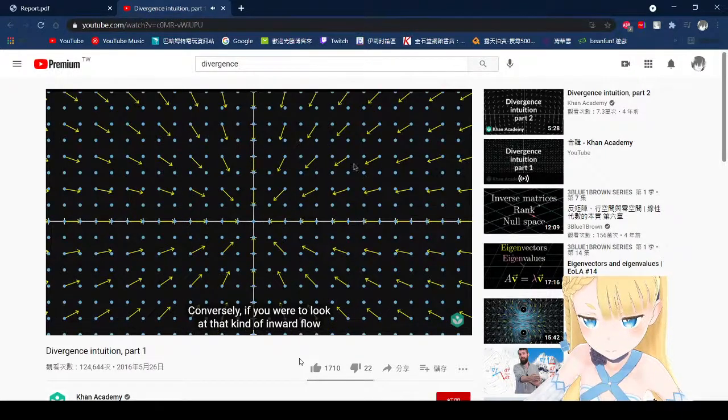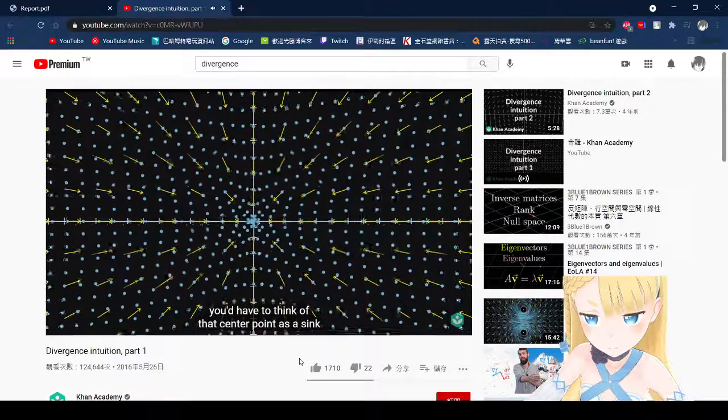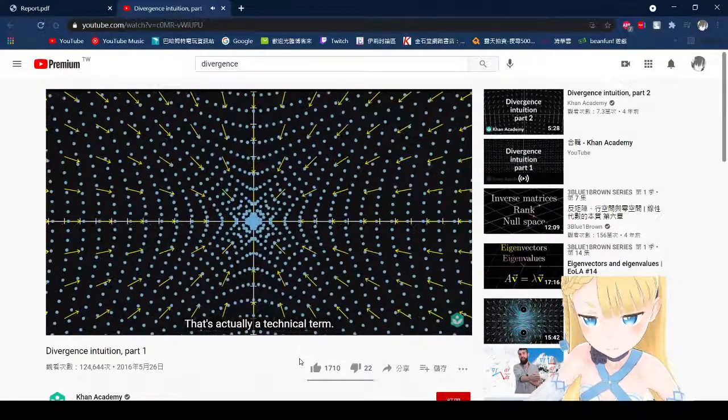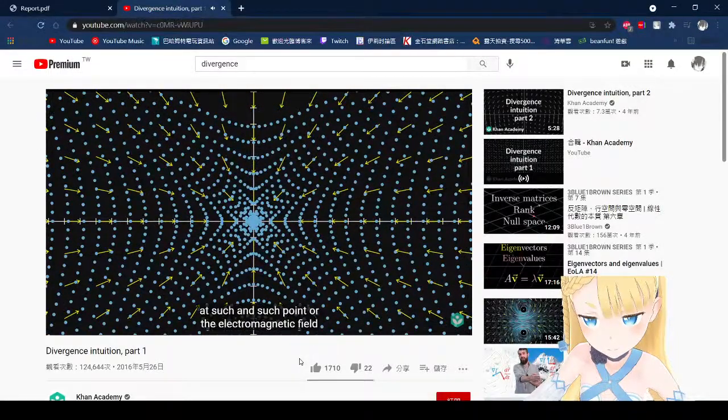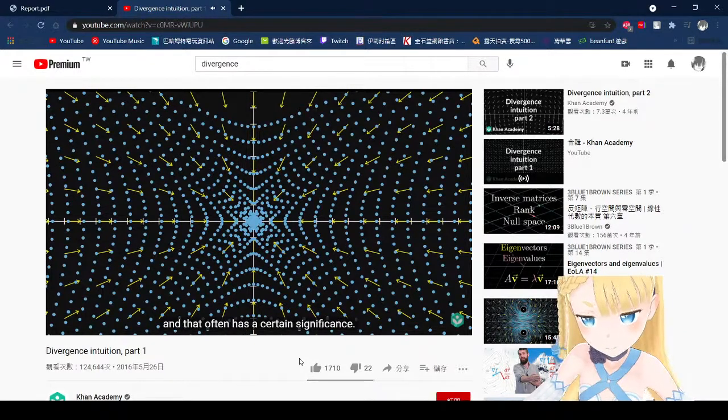And conversely, if you were to look at that inward flow, or what you might call a negative divergence example, and you were to play it continuously, you'd have to think of that center point as a sink, where all the fluid just flows away. And that's actually a technical term. People will say the vector field has a sink at such and such point, or the electromagnetic field has a sink at such and such point, and that often has a certain significance.